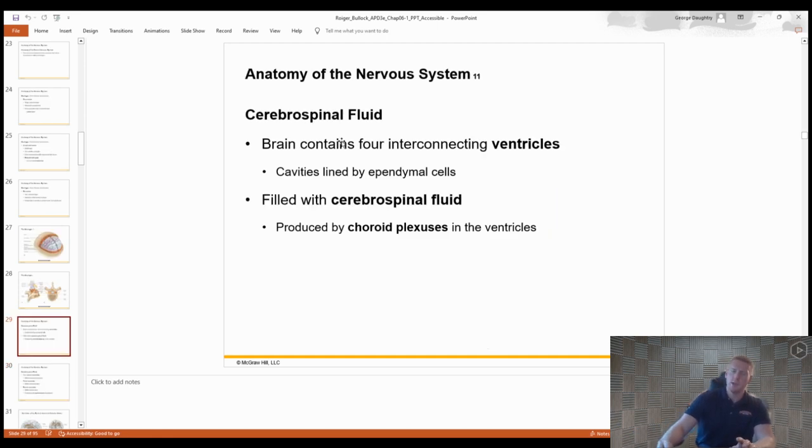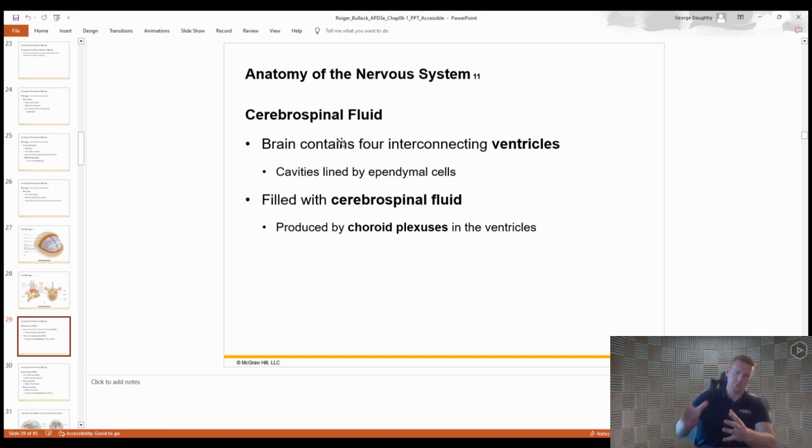Okay, so now that we are in the discussion of the spinal cord and a portion of the brain, let's talk about the cerebrospinal fluid. So the brain contains 4 interconnecting ventricles, okay? And the ventricles are simply cavities that hold cerebrospinal fluid. Okay, they allow for passage of cerebrospinal fluid.